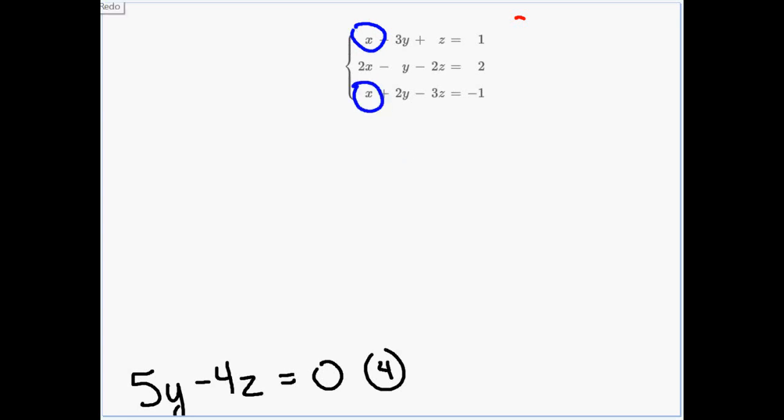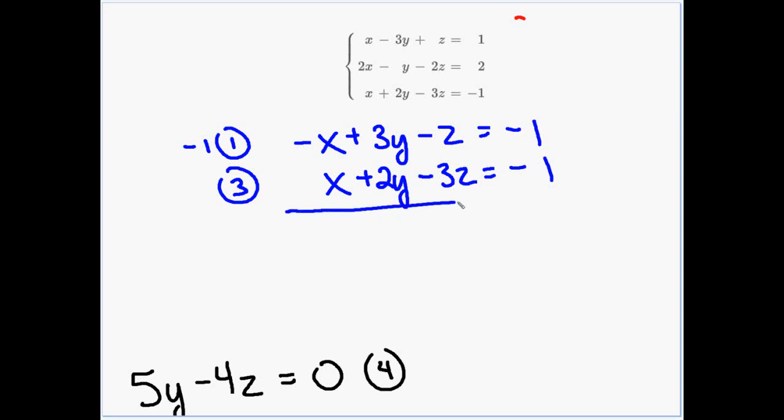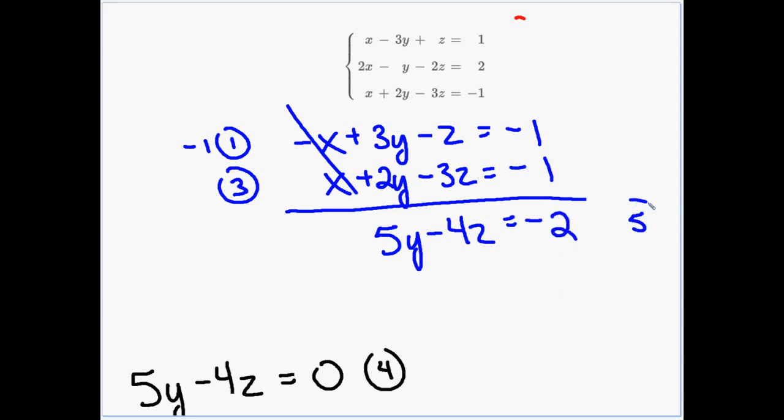So I'm going to run a negative 1 through the top equation. Negative 1 times equation 1 will be negative x plus 3y minus z equals negative 1. Then I'm going to write equation 3 right under that: x plus 2y minus 3z equals negative 1. I'm going to add the columns. The x's cancel. If I add the y's, I've got 5 of them. Add the z's, I've got negative 4 of those. And negative 1 and negative 1 add up to negative 2. I'm going to call this equation 5.